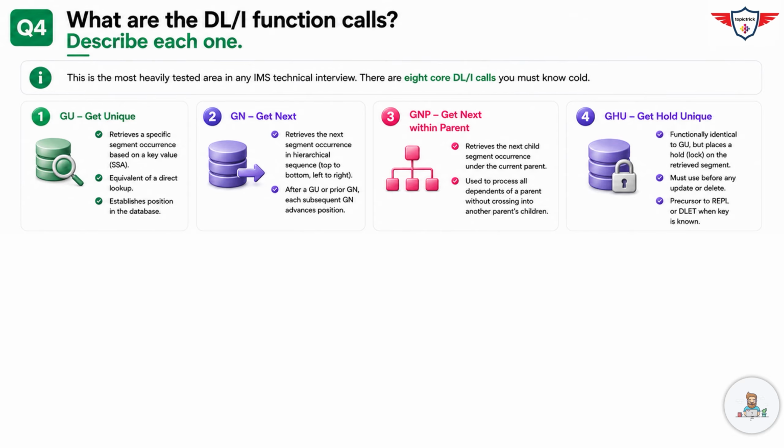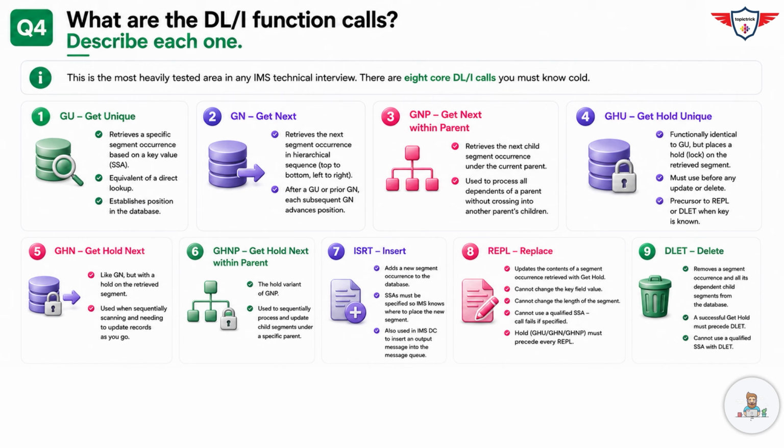Now the next one is GNP, that is get next within parent. It actually retrieves the next child segment occurrence under the current parent. And this is critical for processing all dependents of a parent without accidentally crossing into another parent's children. Think of it as a scoped GN bounded by the parent. Now the next one is GHU, that is get hold unique.